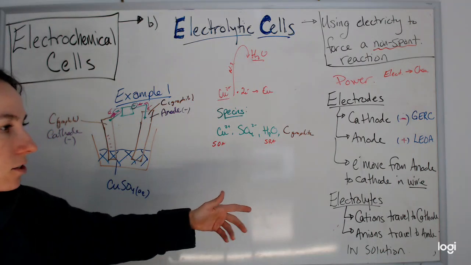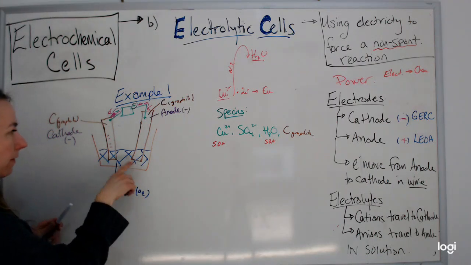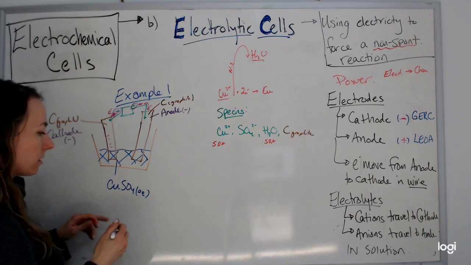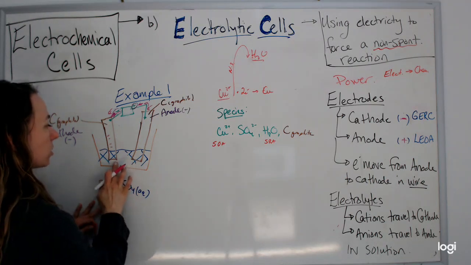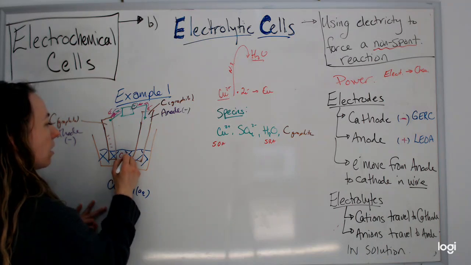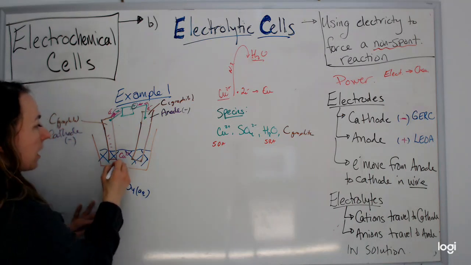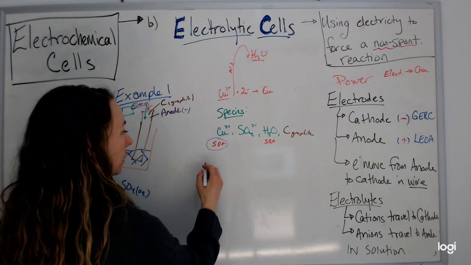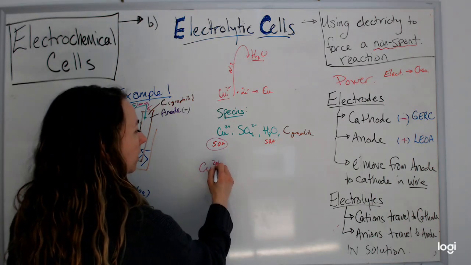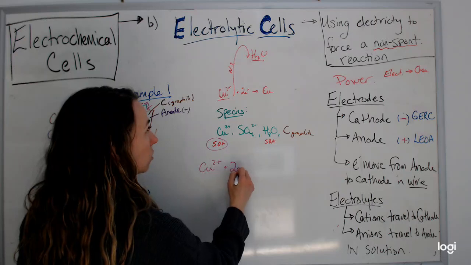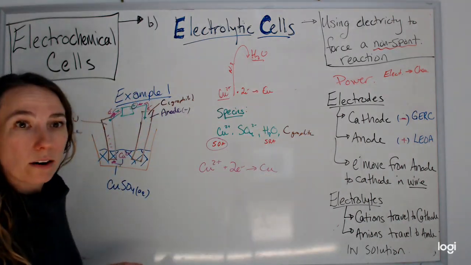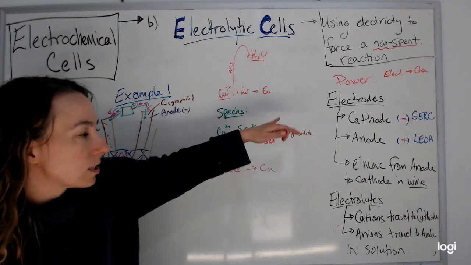My cations are going to travel to the cathode within this solution. So the only cations I have is my copper 2+, which is going to be in my solution here, and it's going to go towards the cathode, so it's going to be attracted there. And when it gets there, because it's the strongest oxidizing agent, my copper 2+ is going to gain 2 electrons and become copper, just like I said I wanted it to. I just said I wanted to force it to happen.